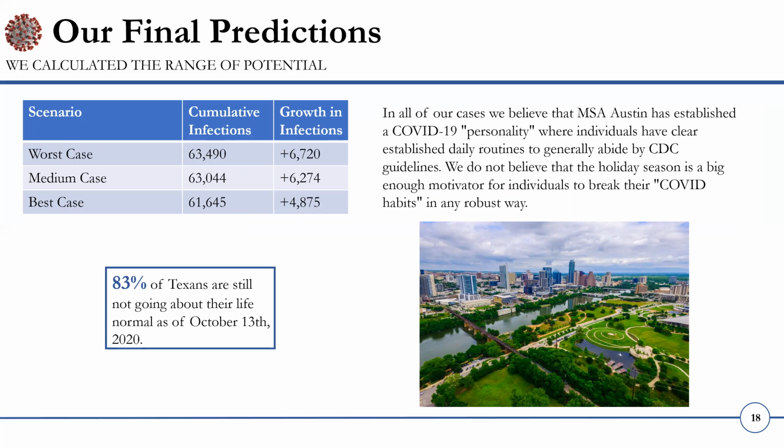In the best case, we have 4,875. And in the medium case, we have 6,274. In all of our cases, we believe that Austin has established a COVID-19 personality, and individuals will not significantly deviate from their routine based on the holiday habits, supported by the statistic on the bottom left.